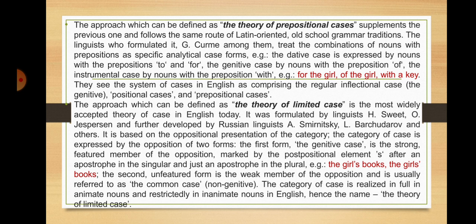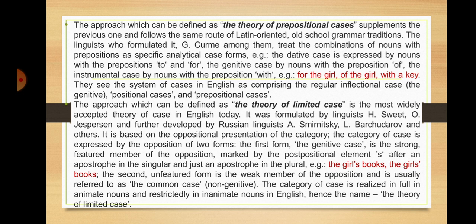The next approach, which can be defined as the theory of limited case, is the most widely accepted theory of case in English today. It was formulated by the Swedish linguist Otto Jespersen, and further developed by Russian linguists Smirnitsky, Barkhudarov, and others. It is based on the oppositional presentation of the category. The category of case is expressed by the opposition of two forms.